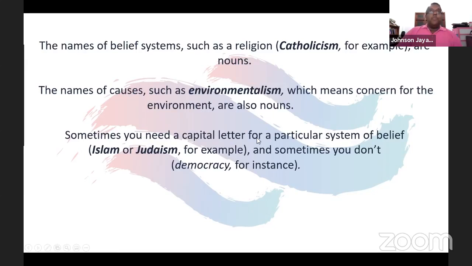Sometimes you need a capital letter for a particular system of belief. So if you're talking about somebody's faith or belief, you need to capitalize it. So there are some examples here, Islam and Judaism, and sometimes you don't. For example, democracy. Democracy is like environmentalism, so you don't need to capitalize it. But certain names, these are basically proper nouns, so then you will need to capitalize the first letter of these nouns.